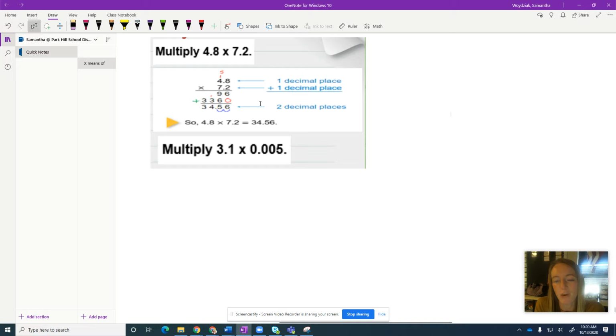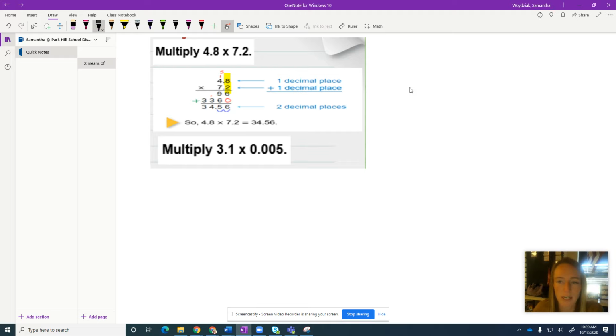And we have to figure out where that decimal is going. We took a look, and there's one number to the right of the decimal point here and one number to the right of the decimal point here. So together, if there's 1 and 1, that means together there are 2 numbers to the right of the decimal point. And that means we are going to move our decimal 2 places to the left. So the answer would be 34 and 56 hundredths.